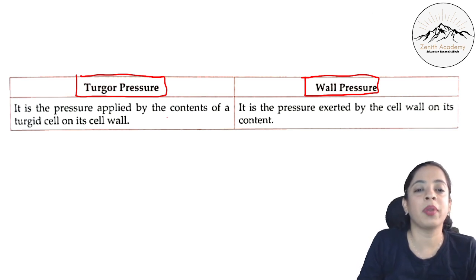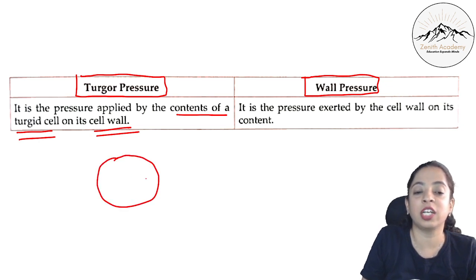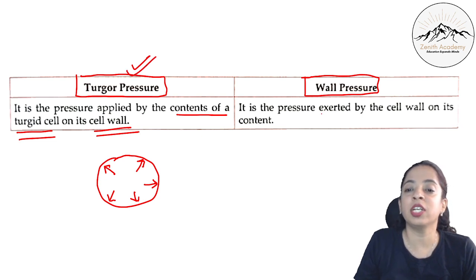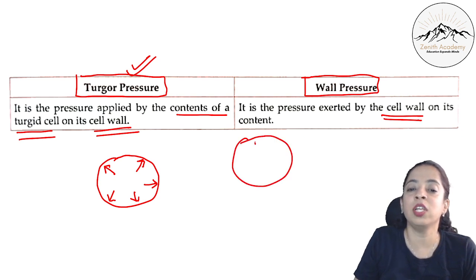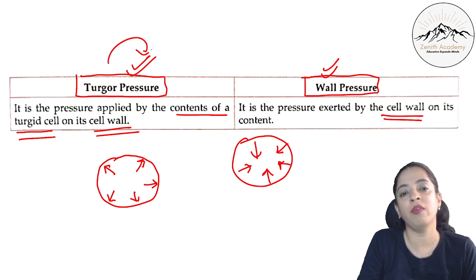Turgor pressure is the pressure applied by the contents of a turgid cell on the cell wall. So if the cell is in a turgid condition, it is applying some pressure on the walls. That is known as turgor pressure. Now wall pressure is the pressure exerted by the cell wall on the contents. So the cell wall is exerting some pressure on the content, and that is known as wall pressure. Here the wall is exerting pressure, and there the cells are exerting pressure on the wall.